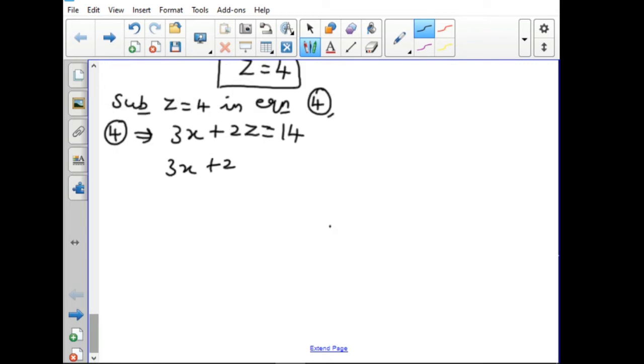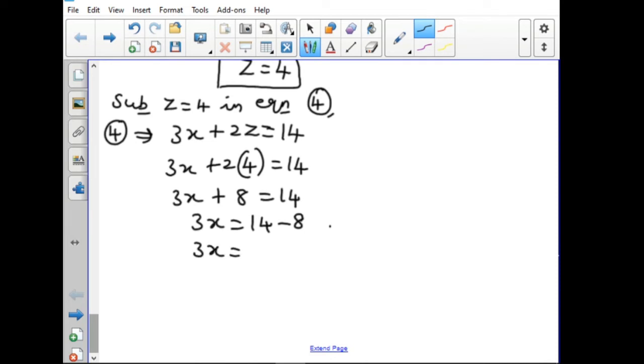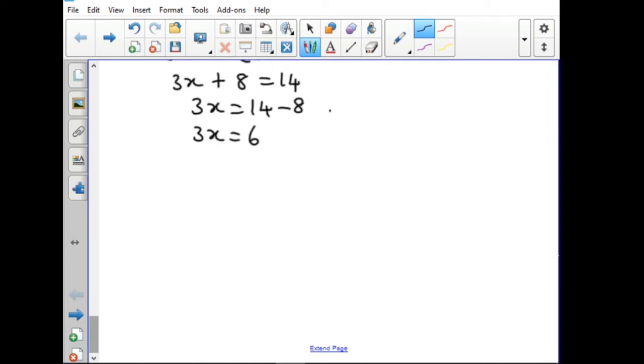3x plus 2 into 4 equal to 14. So 3x plus 8 equal to 14. So 3x equal to 14 minus 8. So 3x equal to 6. x equal to 6 by 3. So x equal to 2. Now we have got the x value, and already we have the z value. Now we are going to find the y value.